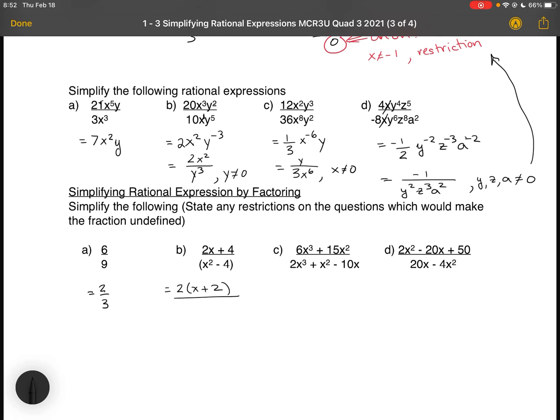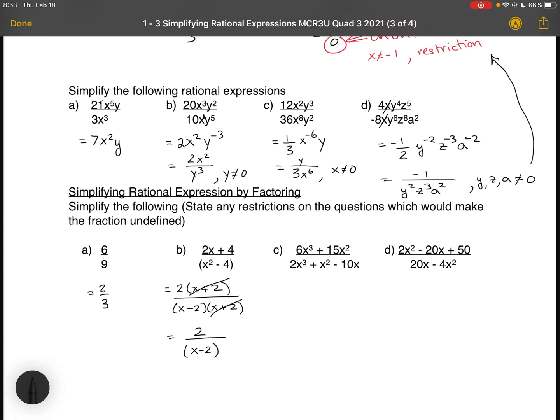Then I'm going to do the same thing on the bottom. Check and see if I can factor. X squared minus 4 is a difference of squares, so I can factor that as x minus 2, x plus 2, and then what I realize is that I can actually cancel out x plus 2 from the top and from the bottom because they're the same. That leaves me with a simplified rational expression of 2 over x minus 2.